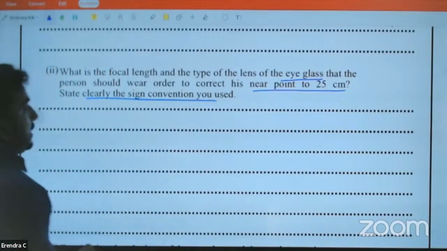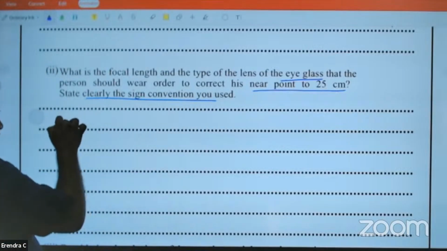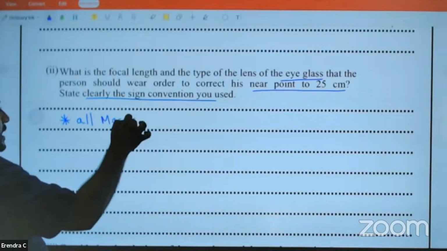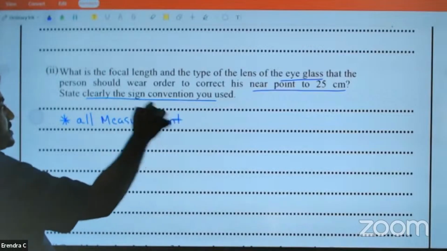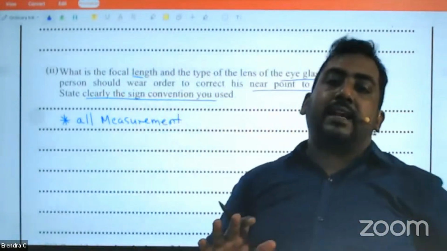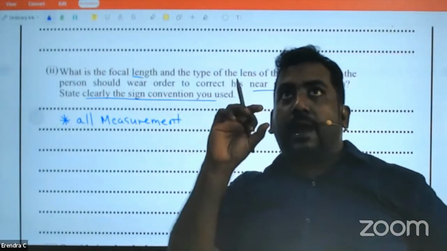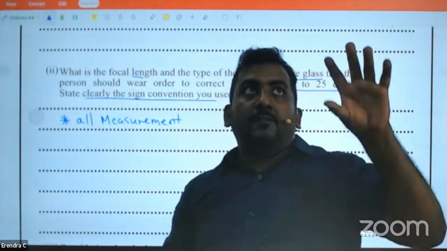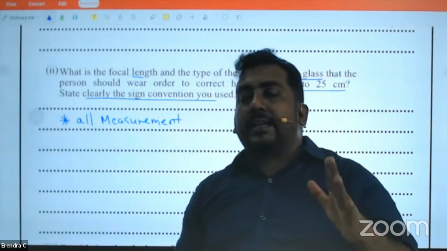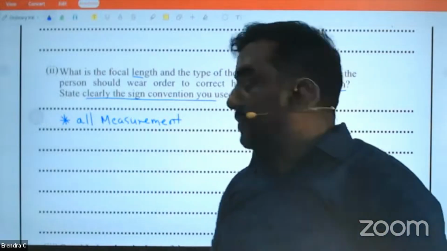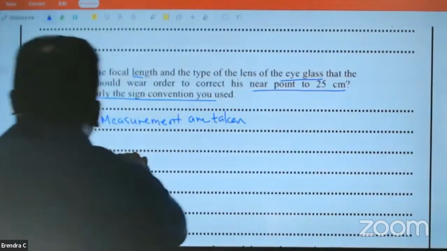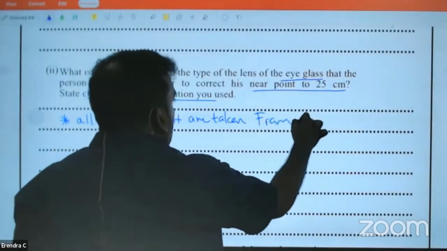State the sign convention you use. Cartesian sign convention. Remember, essay question means guaranteed write the sign convention. If you don't write the sign convention, they will not give you some allocated marks. Whenever you do an optics question, guaranteed write the sign convention. All measurements are taken from the optical center.